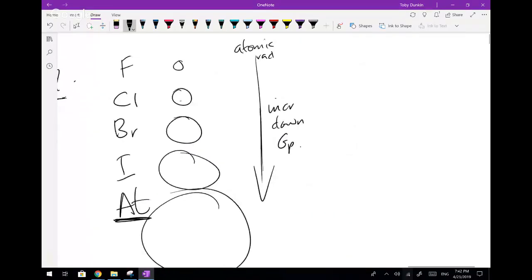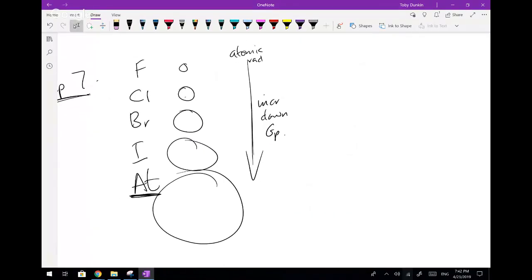Okay, then we need to talk about their reactivity. So in terms of reactivity, as we go down the group, they do the exact opposite of group 1. In group 1, the most reactive one is at the bottom and the least reactive is at the top. This is because they're trying to lose electrons. Their electrons are needing to be lost, which means the further away they are from the nucleus, the more easily they're lost, so the more reactive they become.